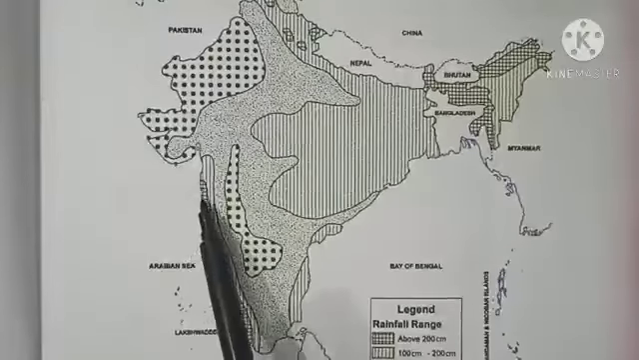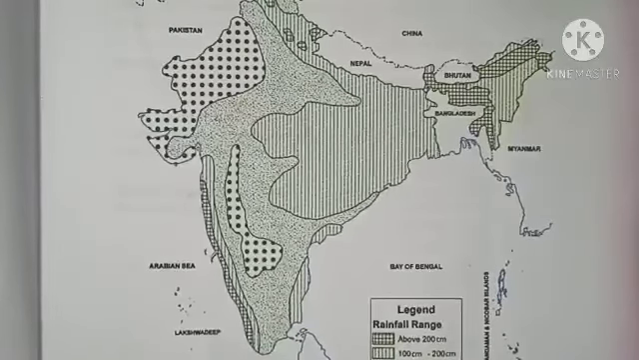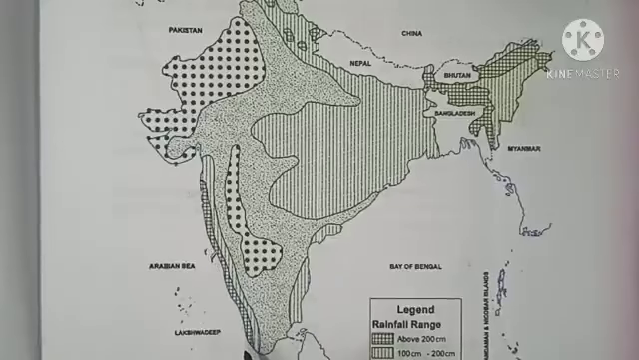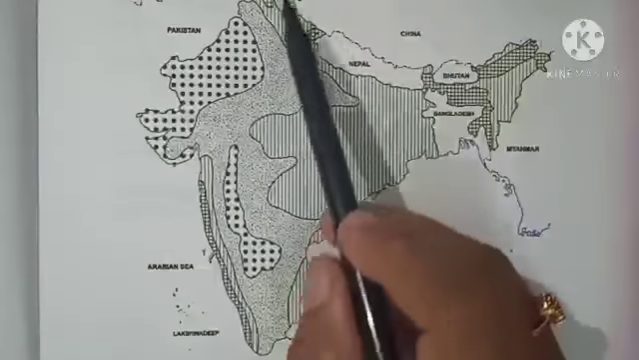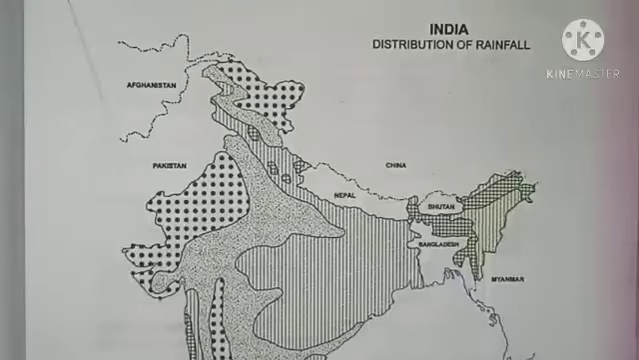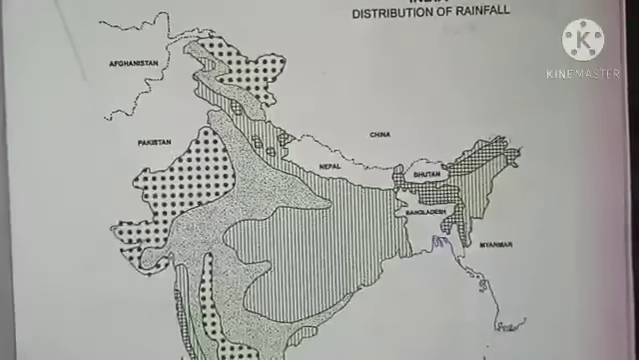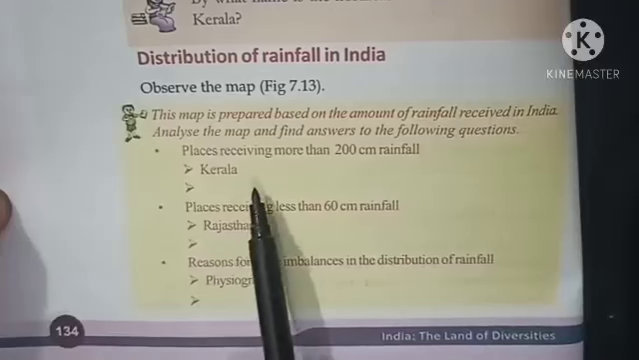One example. Here you see, columns are given. These are the regions which get rainfall above 200 centimeter. Which are the states? These are all the states that get rainfall above 200 centimeter. You can find the states. Okay. Now, places receiving less than 60 centimeter rainfall. Big dots are here. Which are the places receiving less than 60 centimeter rainfall? Okay, so in that way, you find the states. You already know the states. Observe the map, find the states and complete the table given on page 134. Write the answer on this page itself.